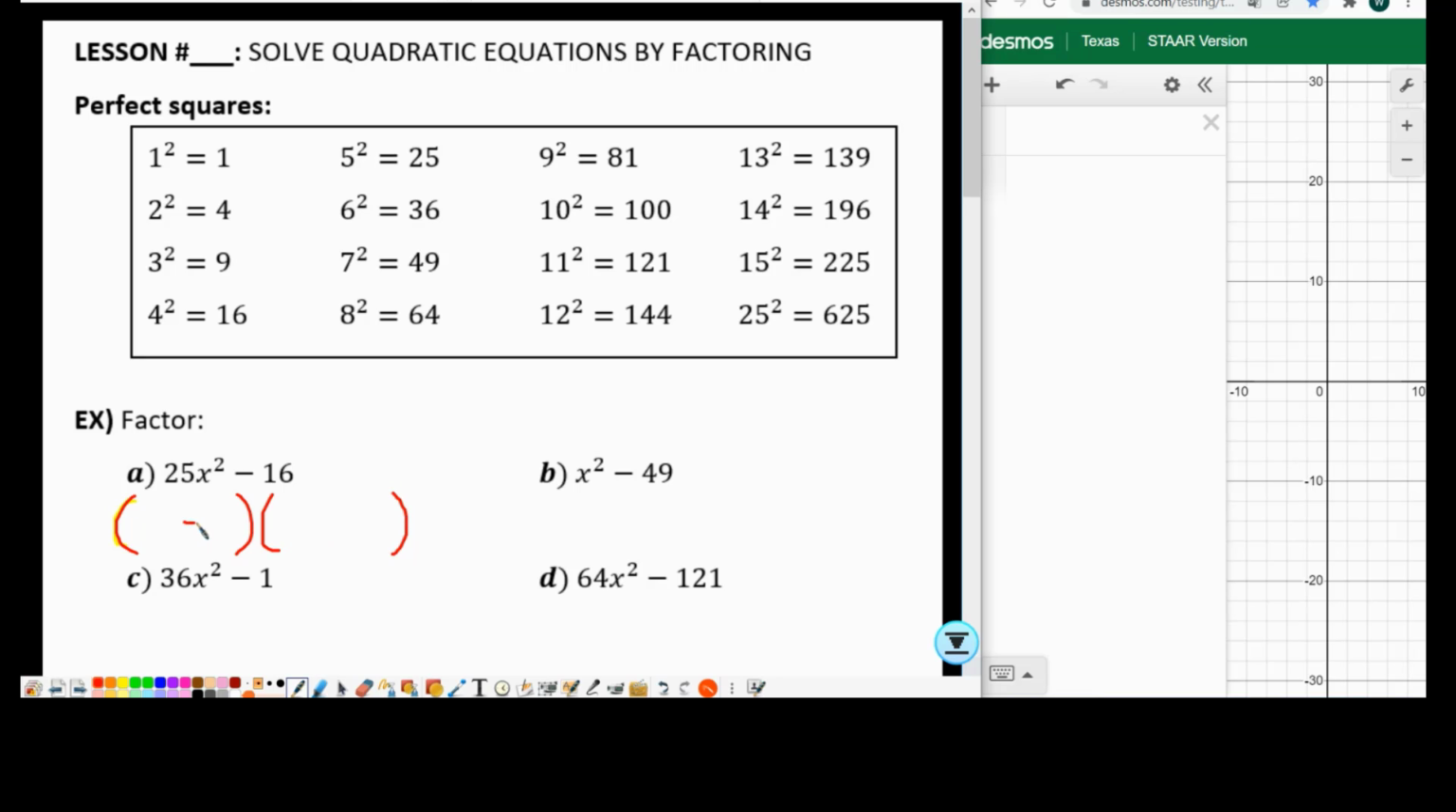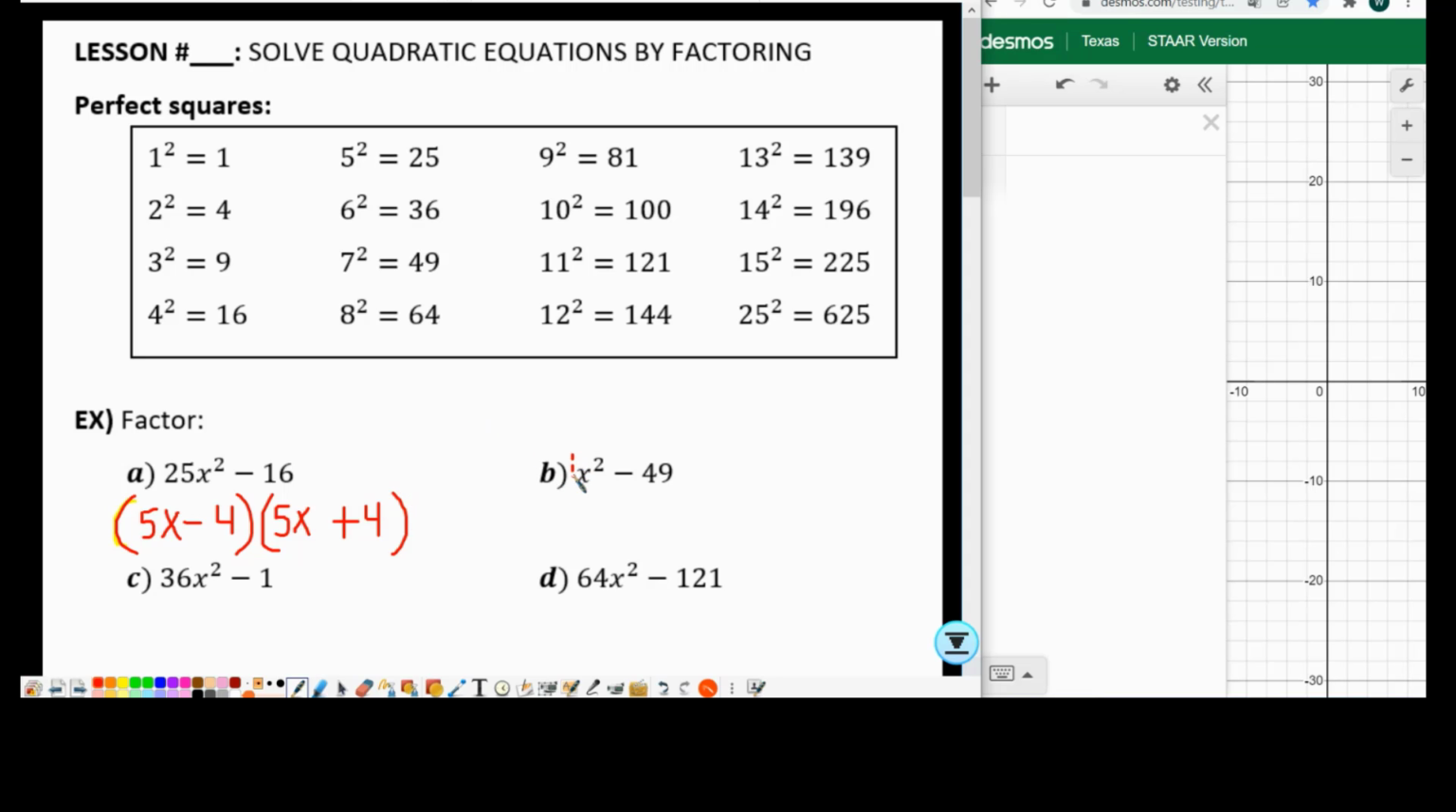and then you're going to write a minus and a positive, and then you just take the square root of the first. So the square root of 25x squared will be 5x, and the square root of 16 is 4. And then on the second parenthesis, just copy the same terms, 5x plus 4. And that's it. Let's try this one.